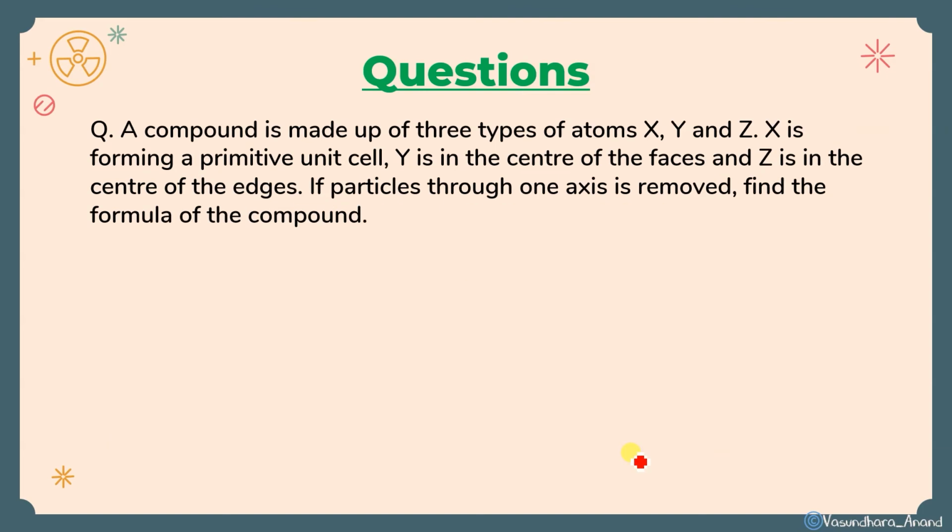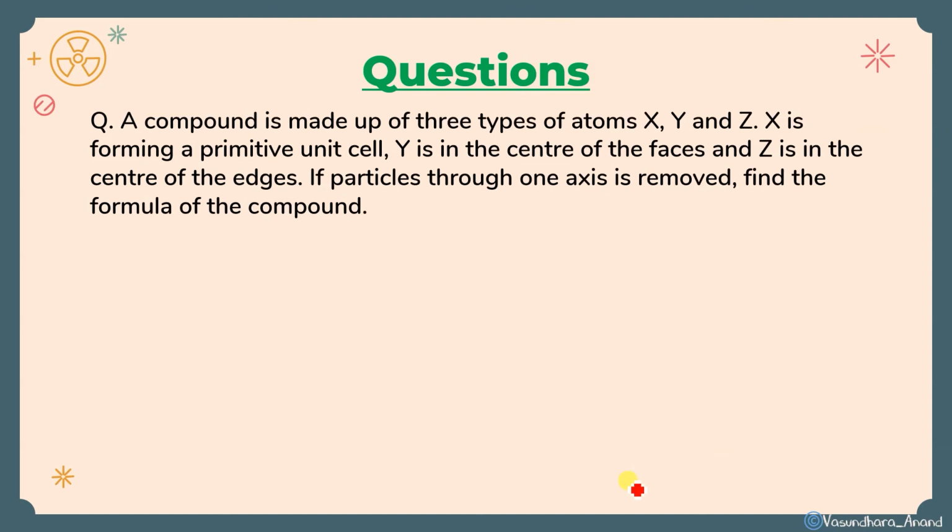Okay, next question. A compound is made up of three types of atom x, y, and z. X is forming a primitive unit cell, that means 1. Y is in the center of the face, that means 6 faces; 6 times 1 by 2 should be 3. Z is in the center of the edge. If the particles through one axis are removed, again the same case, but here a z axis is also added, meaning a z particle is also added.